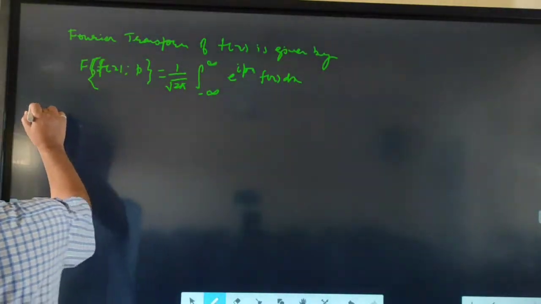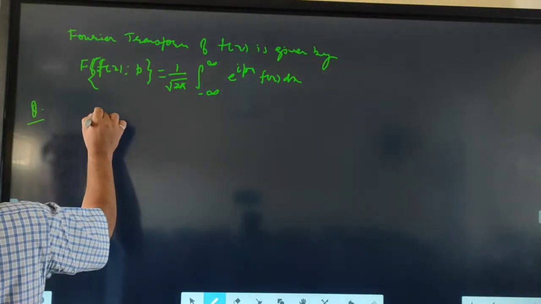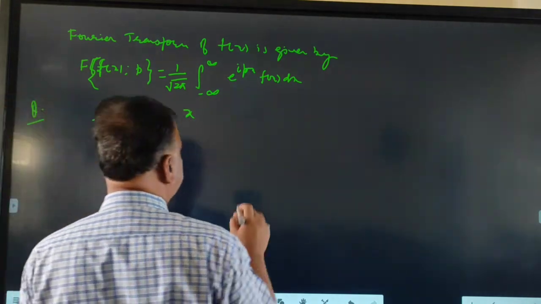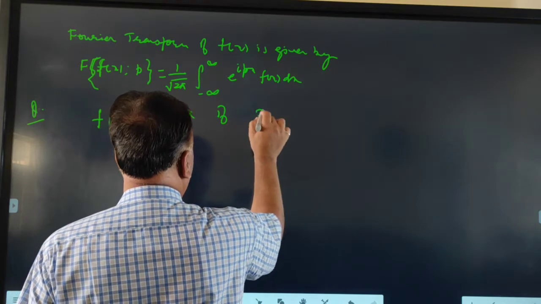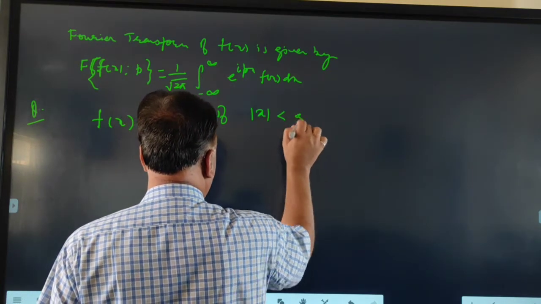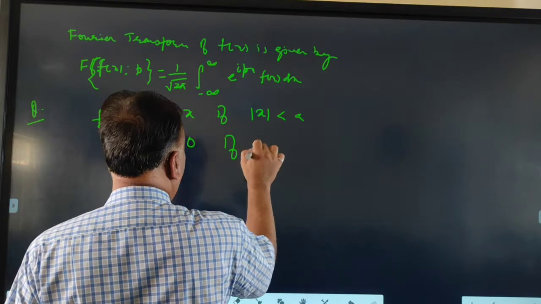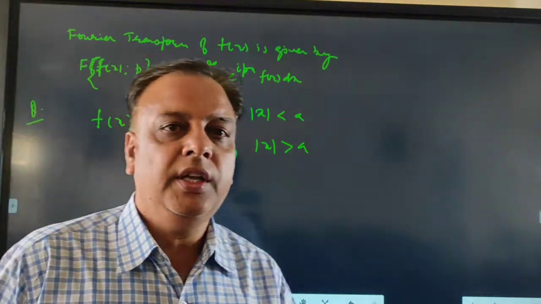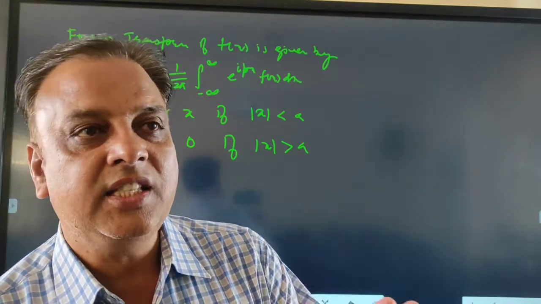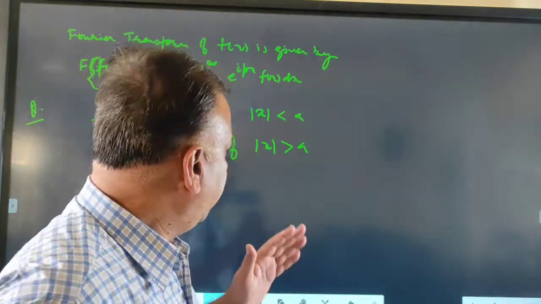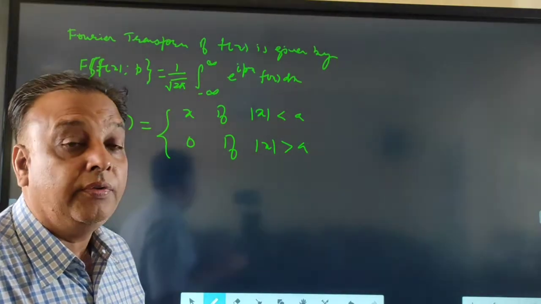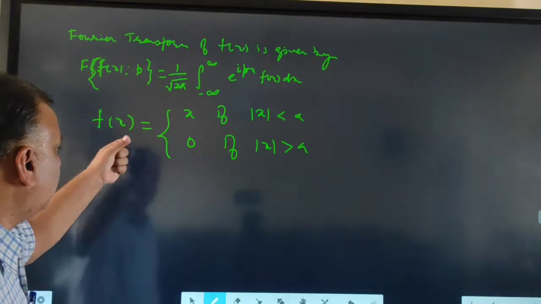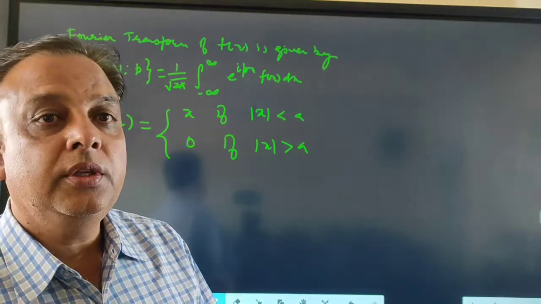First, let the function f(x) be equal to x if mod of x is less than a, and 0 if mod of x is greater than a. That is, the value of the function is x if x lies between minus a to a, and the value of the function is 0 if x lies outside these values. So we have to find the Fourier transformation of this function.